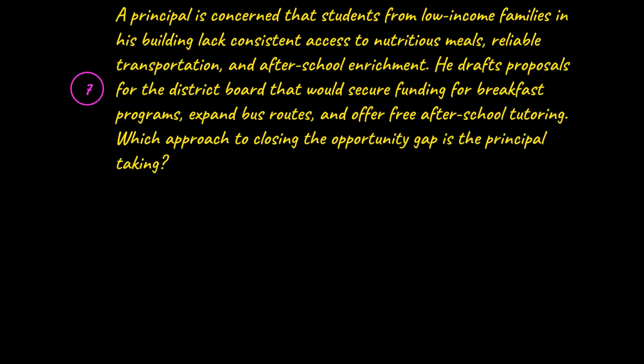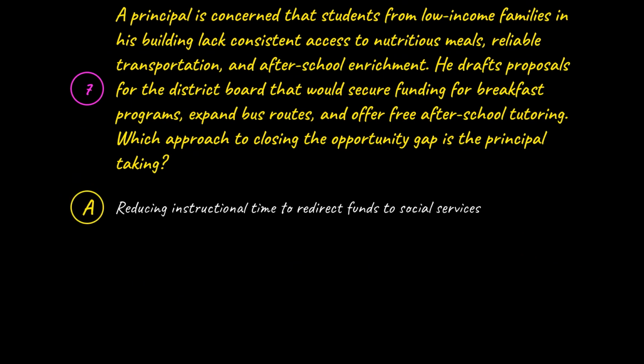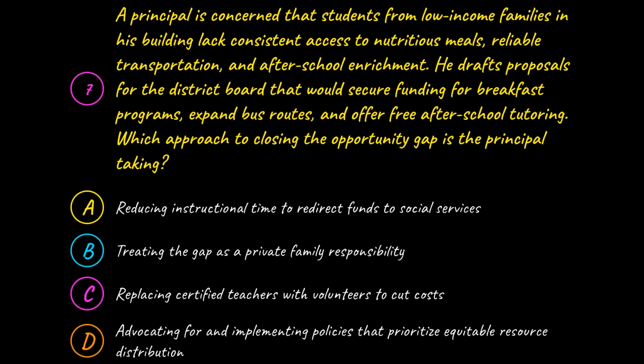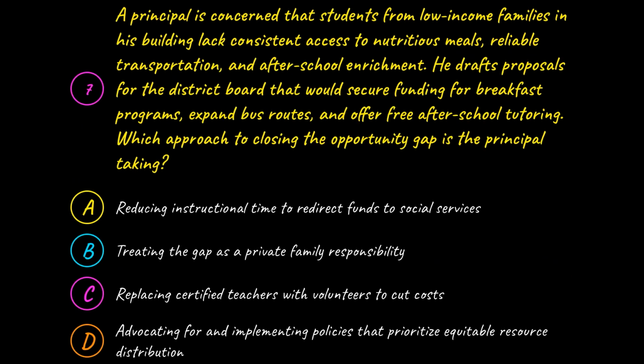Your options are: A, reducing instructional time to redirect funds to social services. B, treating the gap as a private family responsibility. C, replacing certified teachers with volunteers to cut costs. D, advocating for and implementing policies that prioritize equitable resource distribution. Don't overthink it. Which one feels right?